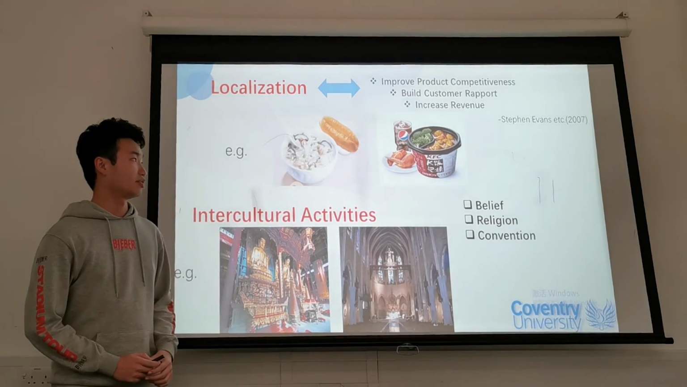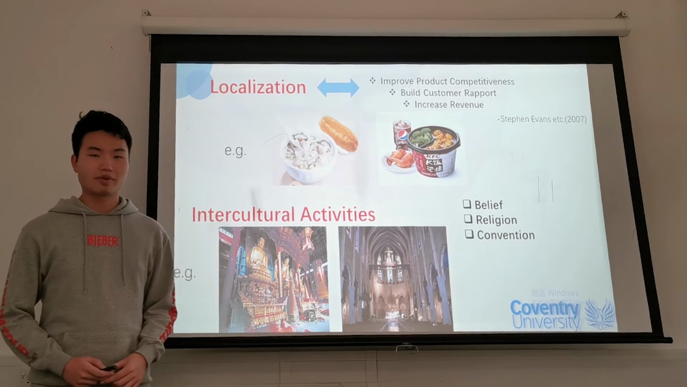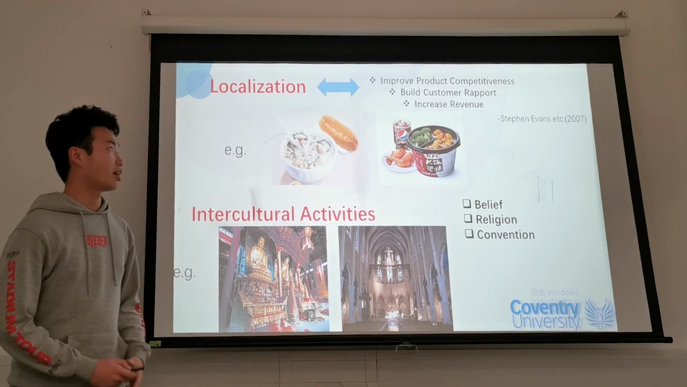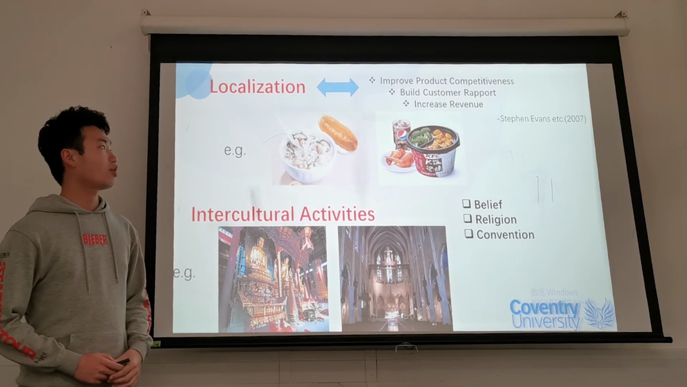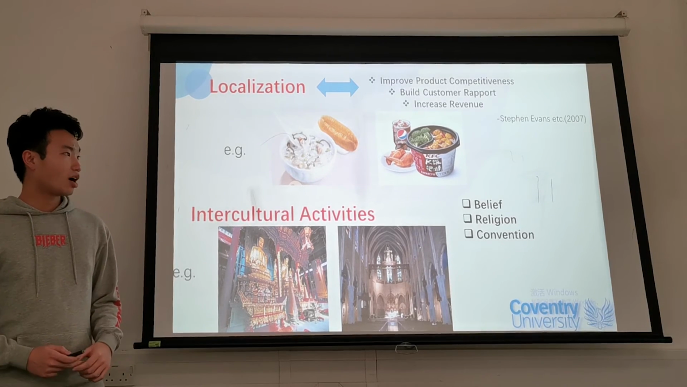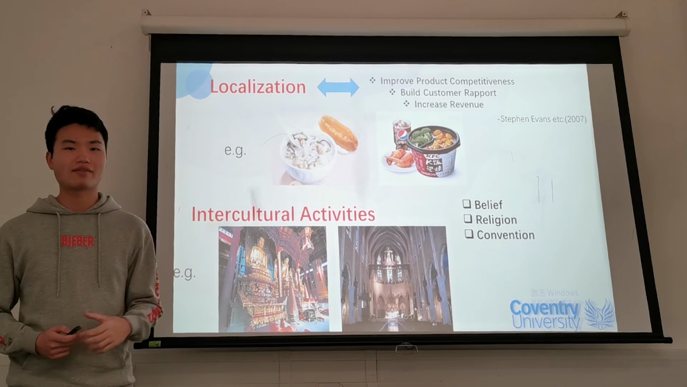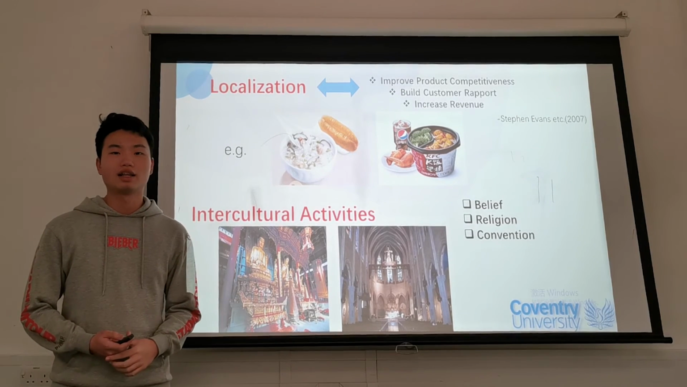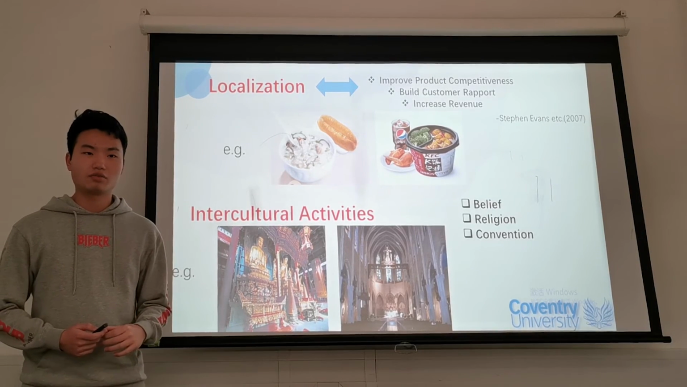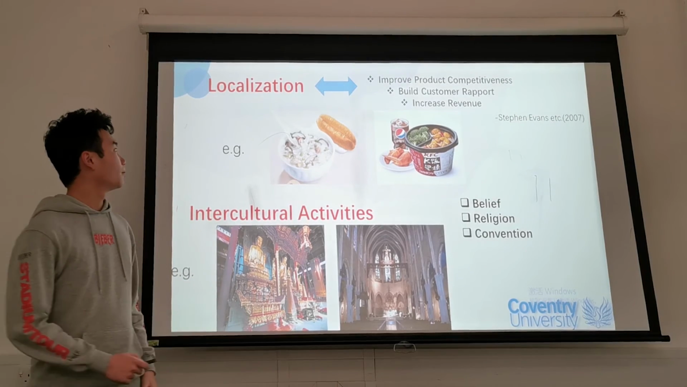Next is localization. According to Stephen Evans et al., 2007, there are three advantages: improved product competitiveness, building customer rapport, and increased revenues. As we know, the enterprise definitely has a distinct relationship with the labor's attitude. So that means if you control the labor's attitude, you might control how the whole company runs.